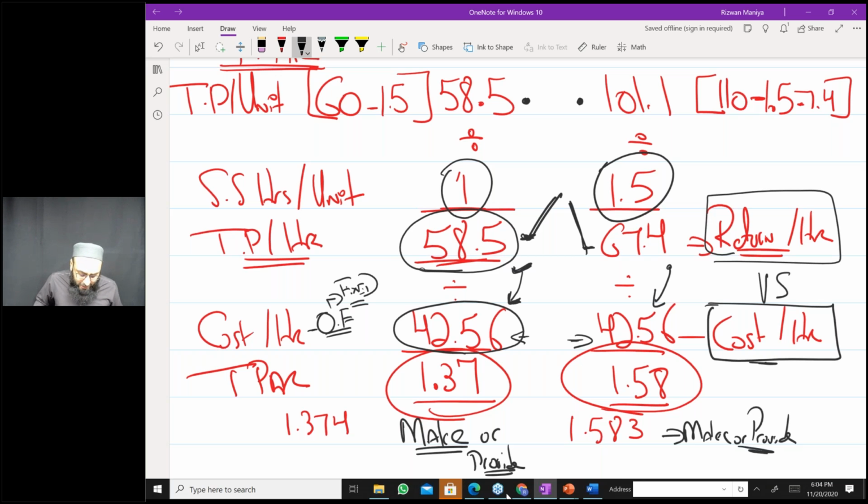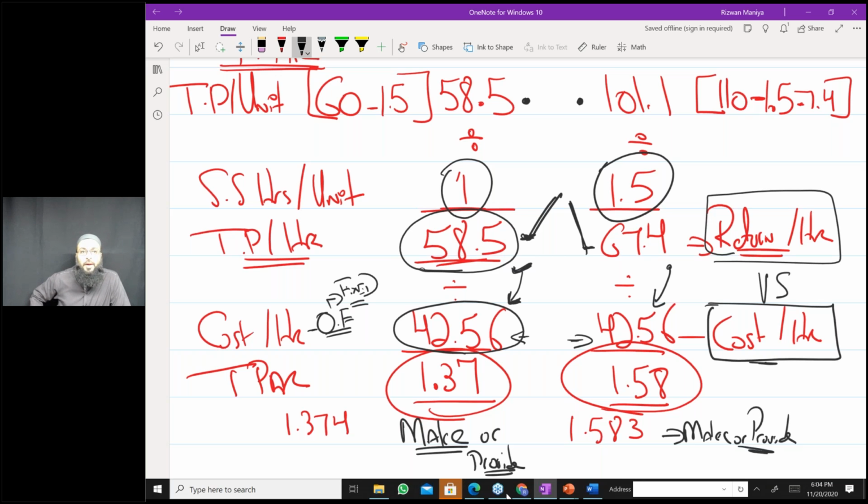Okay. So I hope this is clear to all of you, what is TPAR? It's a comparison between return per hour and cost per hour. So the rule is clear. If it is more than 1, make it, because return is more. If it is less than 1, you will not make it. Okay. Clear, guys? Understood the concept?